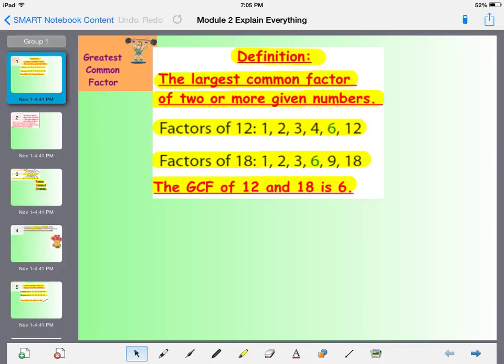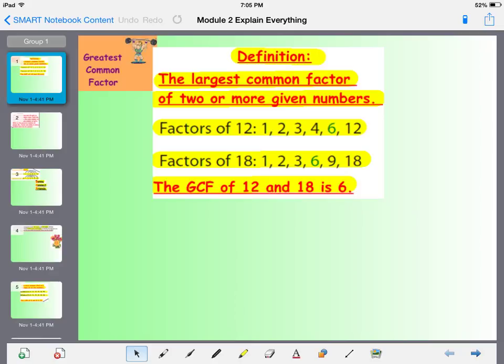The definition, let's start there, of the greatest common factor is the largest common factor, that's where you get greatest and factor, common factor, of two or more given numbers. So for example, if we have the numbers 12 and 18, and we want to know the factors of 12 and 18. Let's start with the factors of 12.